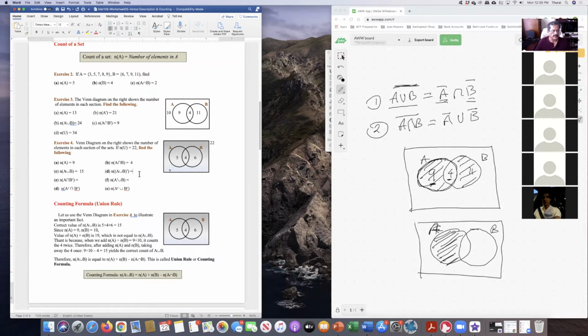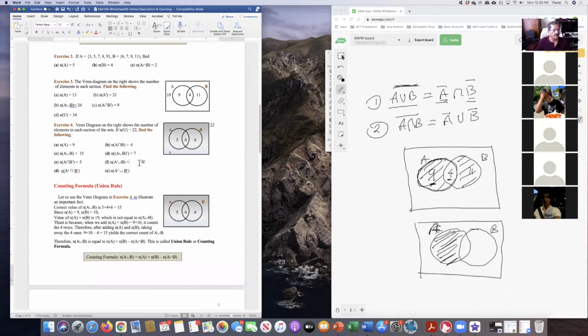Count of the complement of union, A union B prime? Anybody? 7. Say again? 7. The number of elements outside the 2 circles. A union B means the 2 circles together. And outside of that, there are 7 elements. A intersection B prime. 5. Right, 5. Very good.